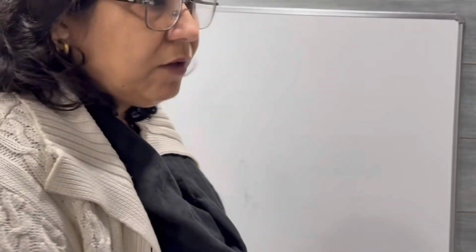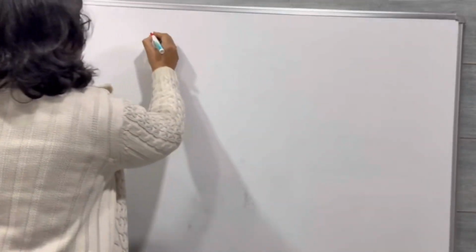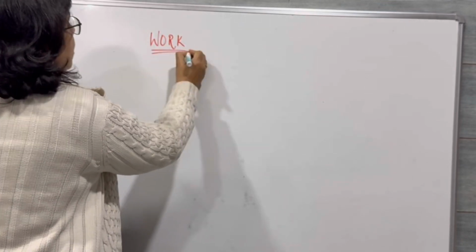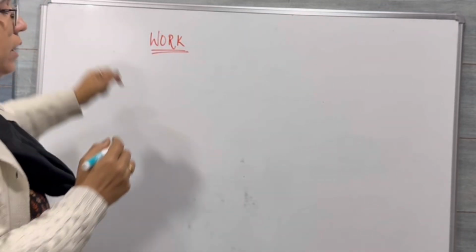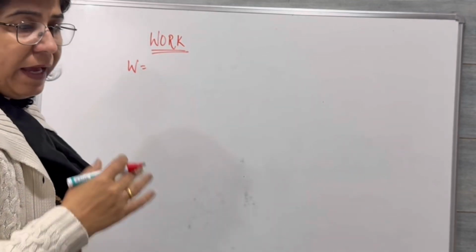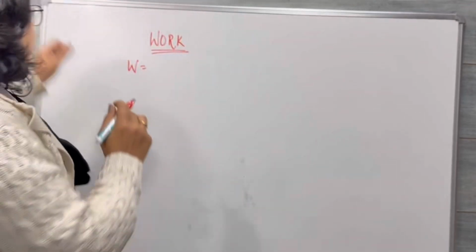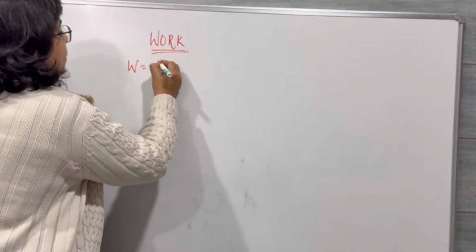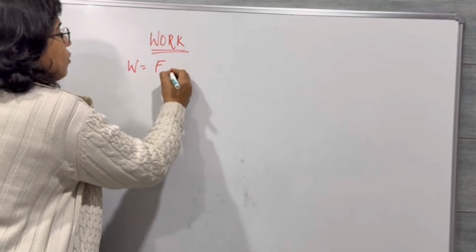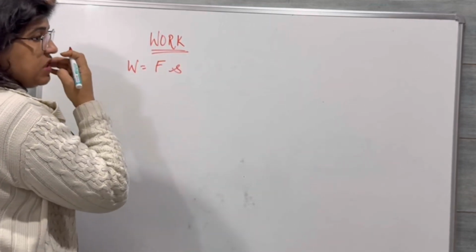Good evening. Today we will be studying a physical quantity called work. Work is said to be done if, on applying a force, we can displace a body. The formula for work: who does work? Force does work. So there should be a force and there should be a displacement.